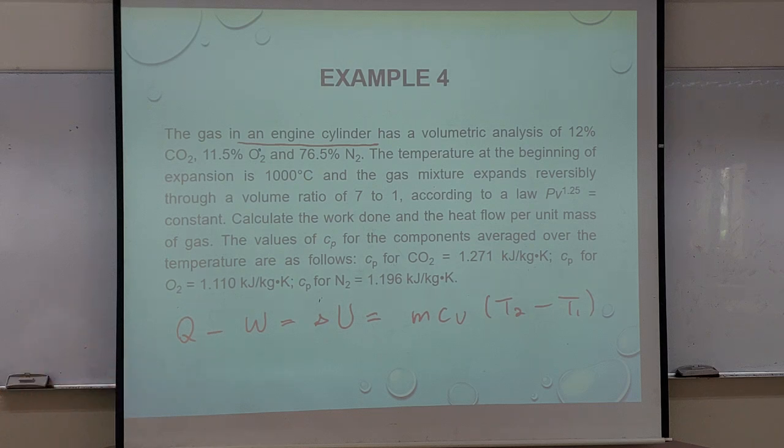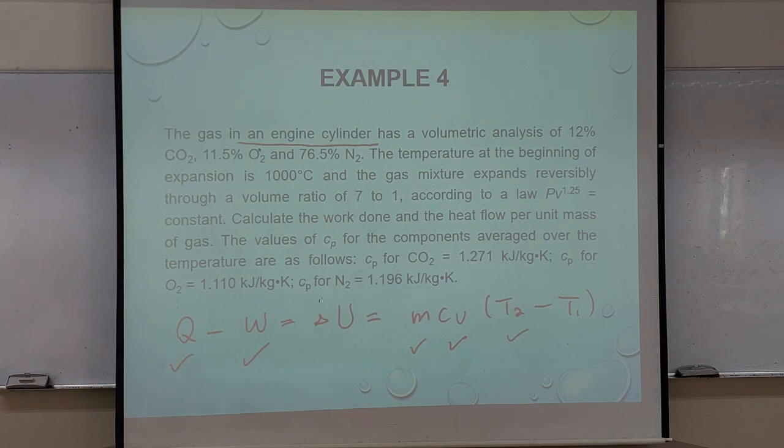So again, you know three things that you need to find: you need to find T2, you need to find Cv, and you also need to find m. There are a total of three things here that you need to find. And of course, you need to find Q and W also. So in this whole equation, you only know one thing, T1, which is 1000 degrees Celsius. Okay, so we look at this one by one.